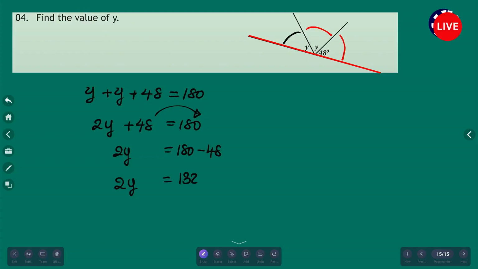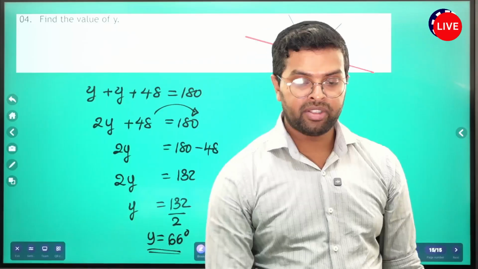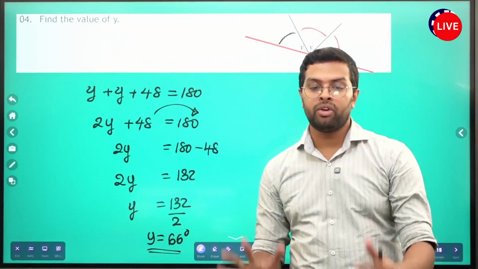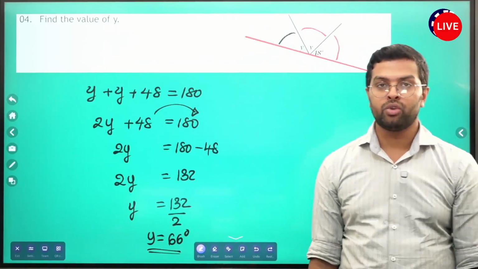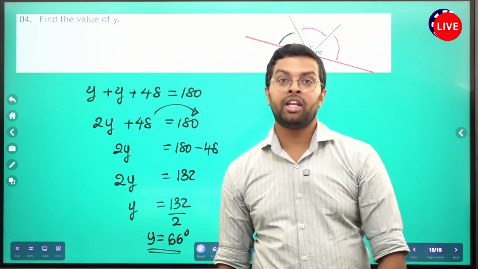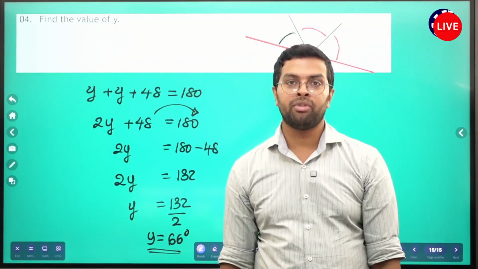Am I correct? Yes. Now to get the value of y, we have to divide 132 by 2. Therefore, the answer is 66 degrees. Magnitude of the angle y equals 66 degrees. Let's move on to question number 5.